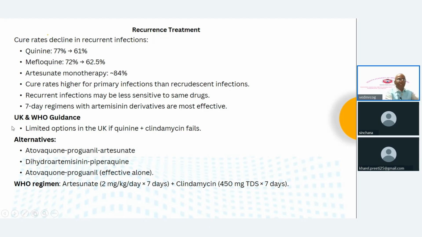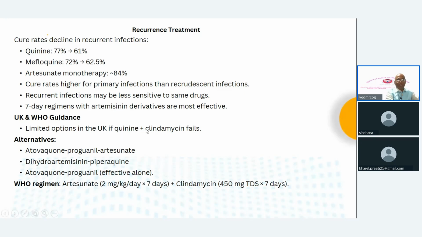What is the UK and WHO guidance? It is quinine plus clindamycin. There are limited options in the UK, so if there is a recurrence, again quinine and clindamycin is advised in the UK. And what is the WHO regime? The WHO regime is artesunate plus clindamycin. So that is the treatment for recurrence as per the WHO, and in the UK what is advised is quinine plus clindamycin.